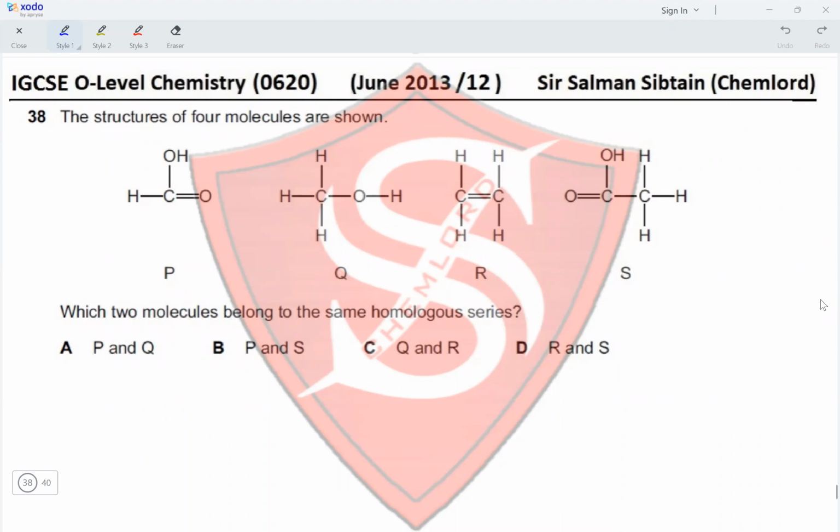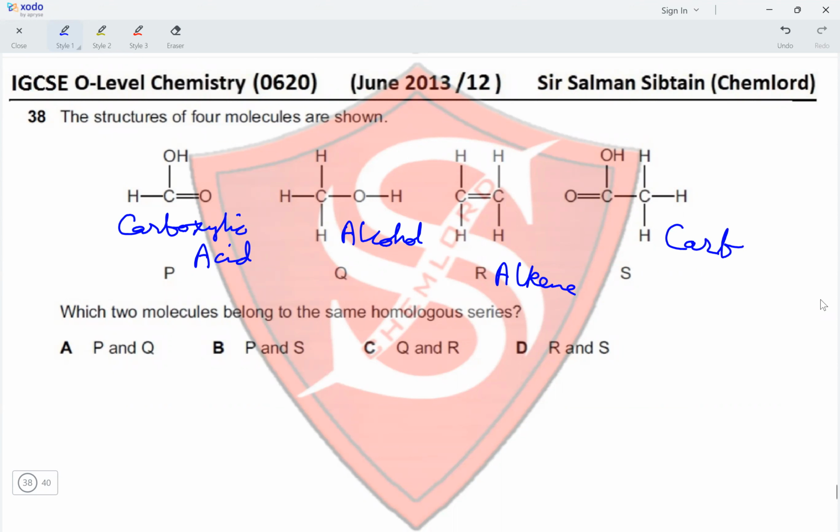Question 38. The structures of four molecules are shown. So P is a carboxylic acid. Q is an alcohol. R is an alkene. And S is once again a carboxylic acid. So the question asks, which two molecules belong to the same homologous series? So that should be both the carboxylic acids present, which is P and S. So this makes option B the correct option for this question.